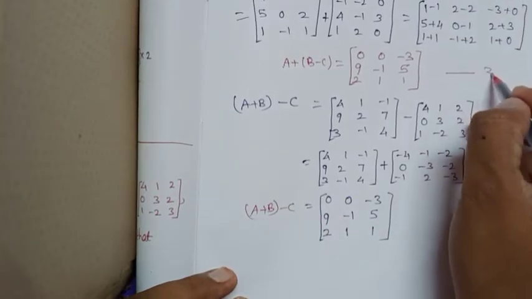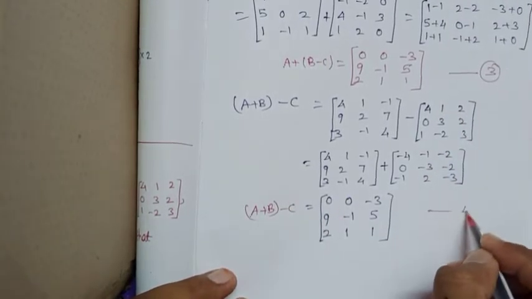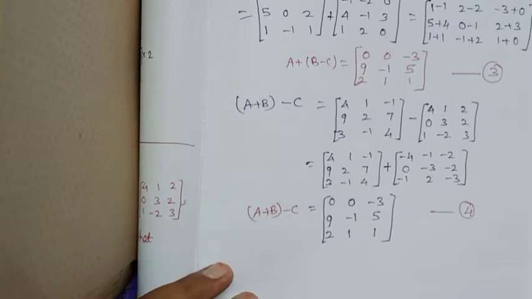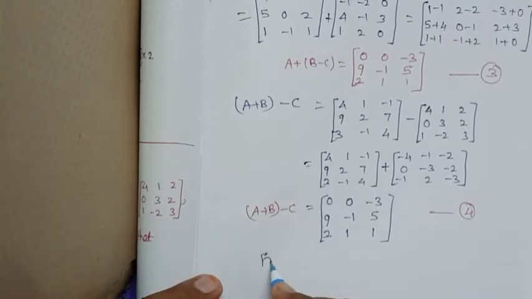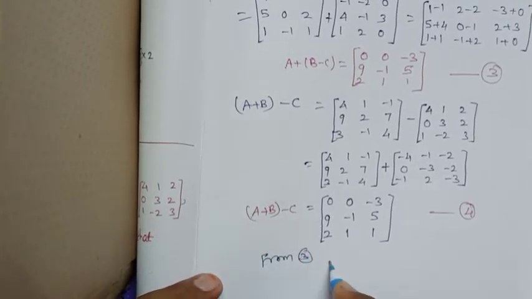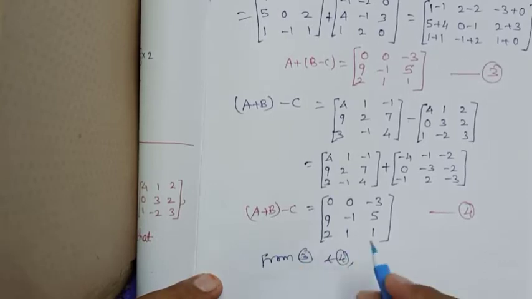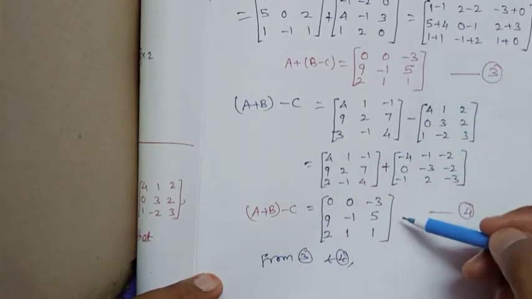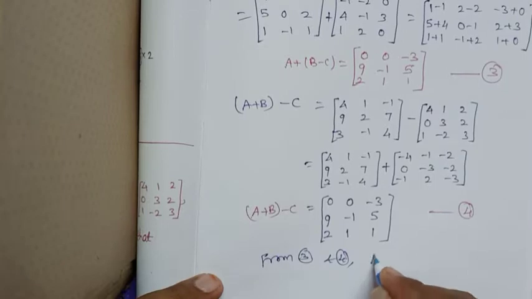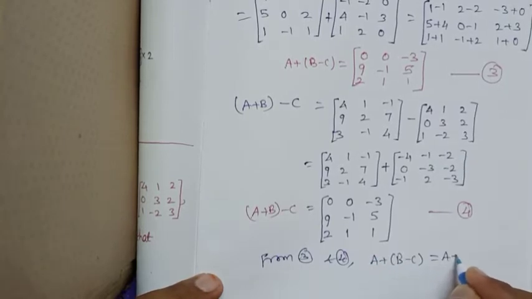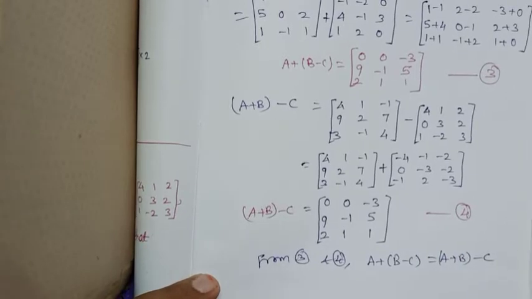Consider this as equation 3 and this as equation 4. From 3 and 4 you can verify the result. Both the right hand sides are equal, therefore the left hand side A plus (B minus C) is equal to (A plus B) minus C, hence the result.